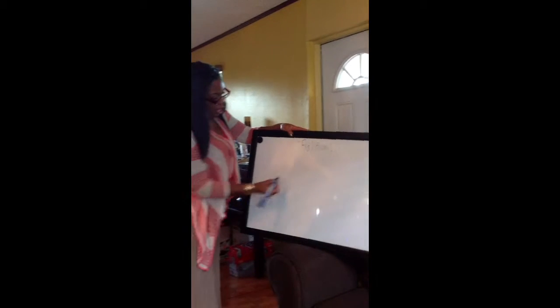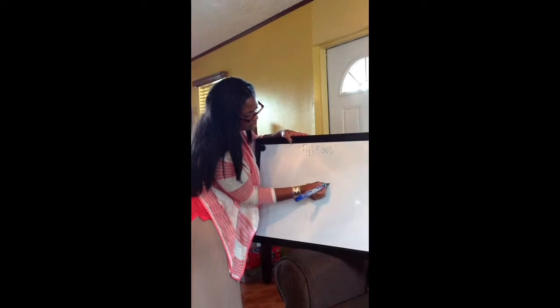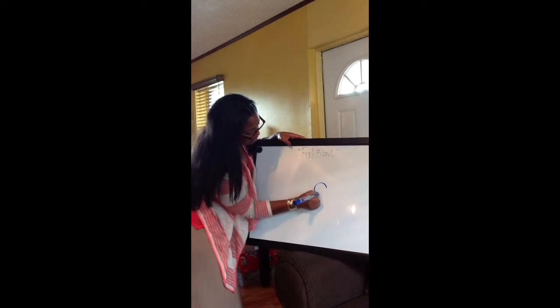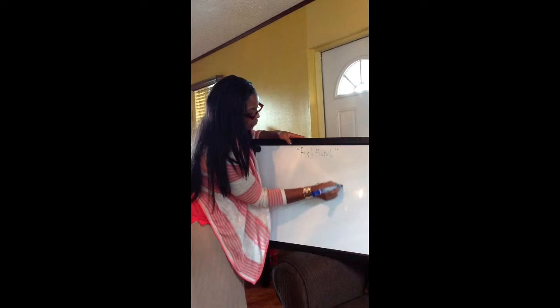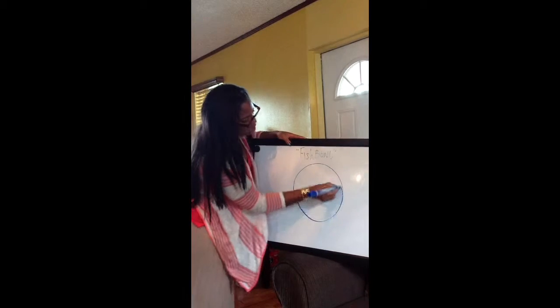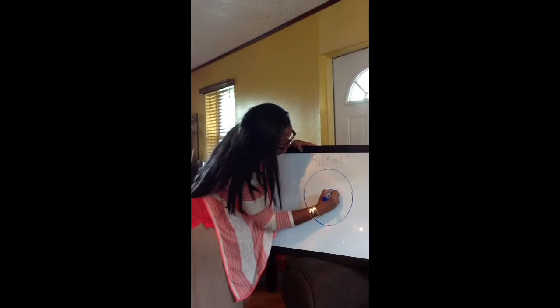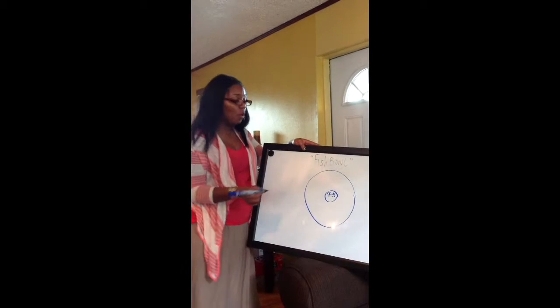Step number 3, make sure that your classroom is set up for the perfect discussion. The fishbowl strategy uses 2 circles. You have an inner circle and you have an outer circle. If this was your classroom, you would have an inner circle and you would have an outer circle. Usually the inner circle has about 4 to 5 students. That's what works for me.